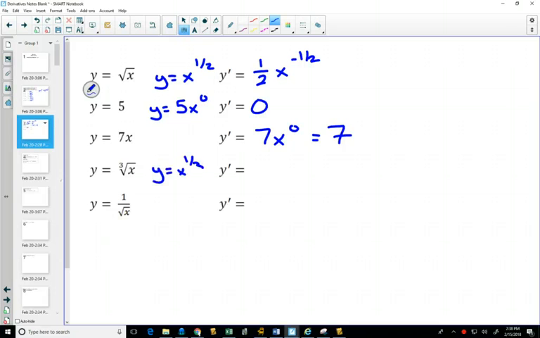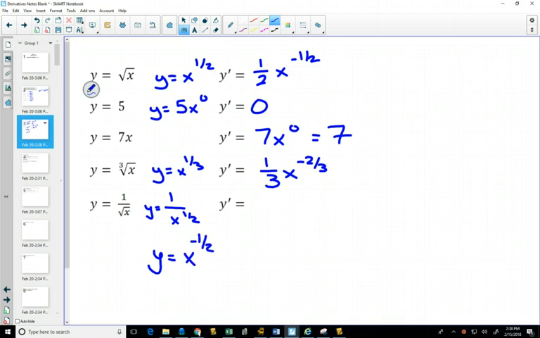This would be x to the 1/3. Bring that 1/3 out in front, subtract 1 from the exponent. How are you going to work with this one? This is 1 over x to the half. How could I move that x to the half up to the top? x to the negative a half. And so the negative a half comes out in front. Subtract 1 from a negative a half. We get negative 3/2.